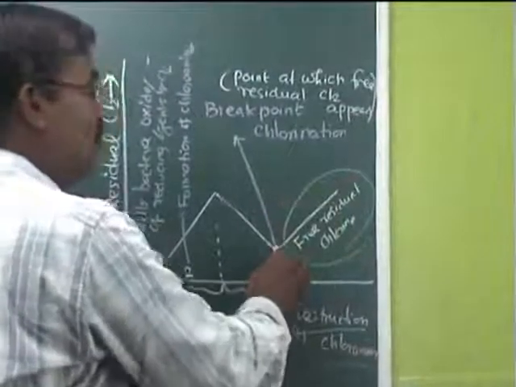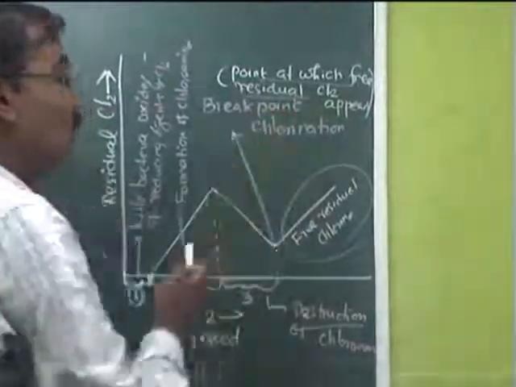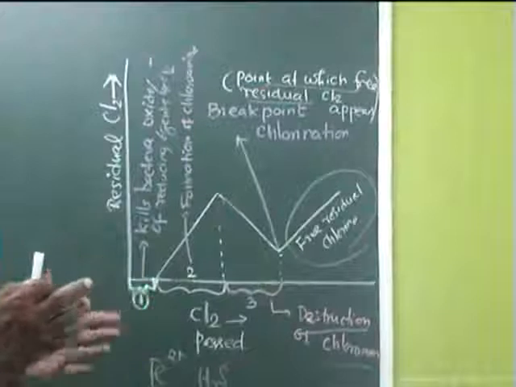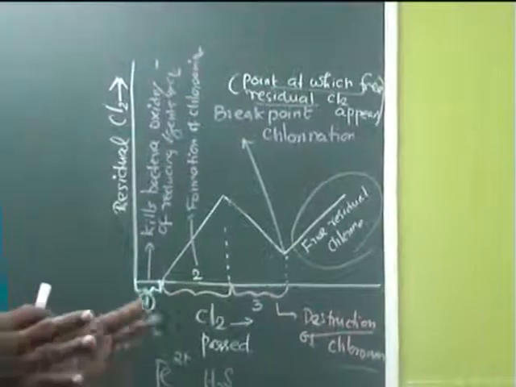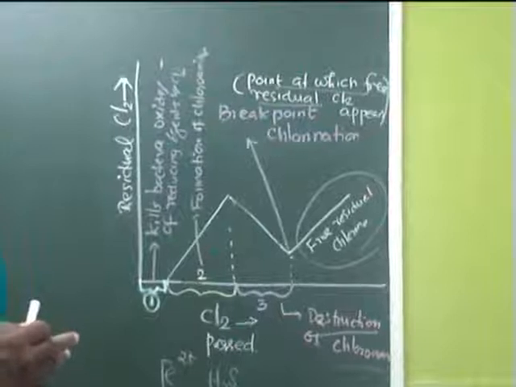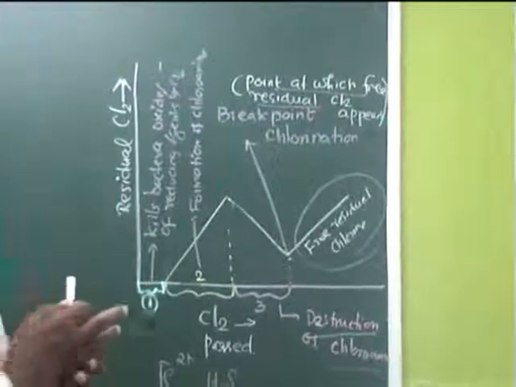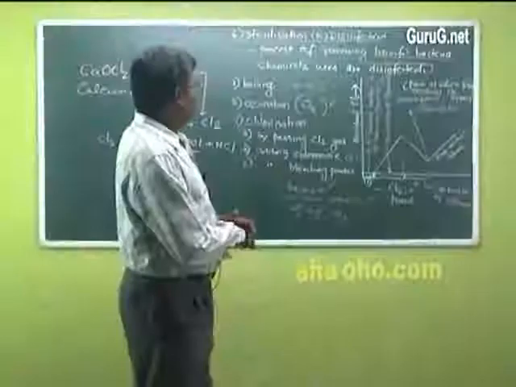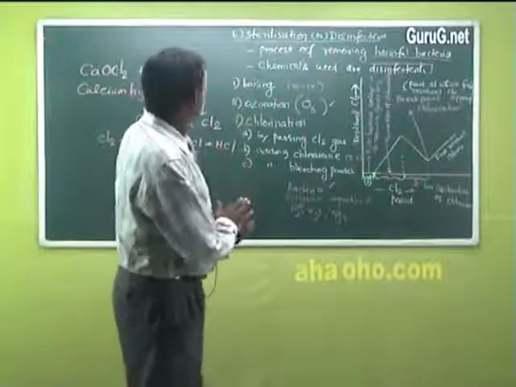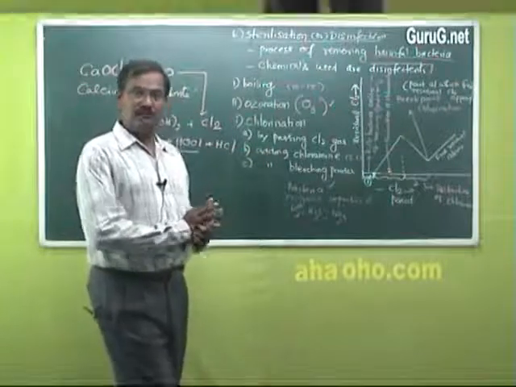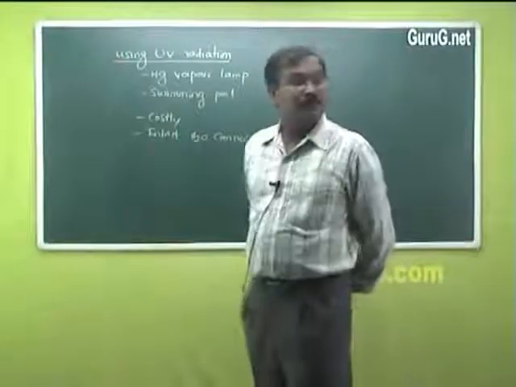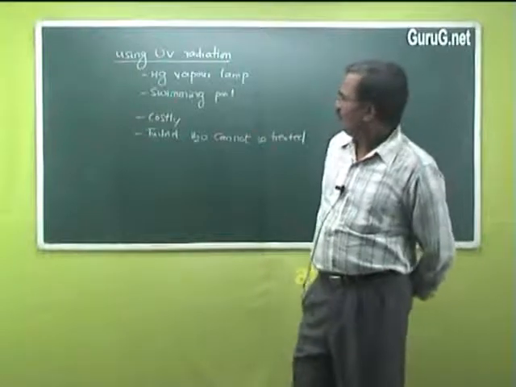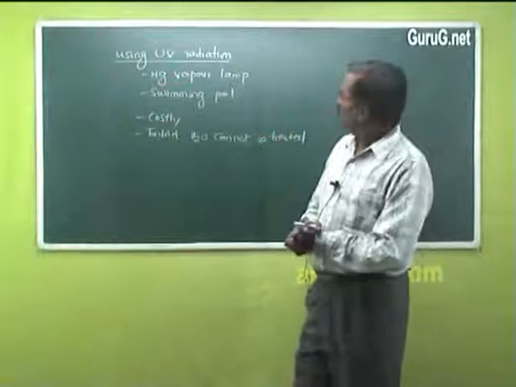The point at which free residual chlorine appears is called breakpoint chlorination. At this breakpoint chlorination, all the impurities are removed, sterilization is 100%, so we are getting reasonably pure water for domestic water supply. These are the various methods of sterilization of water. We have seen so many methods of purification for domestic water supply, and one more technique we have is using UV radiation.